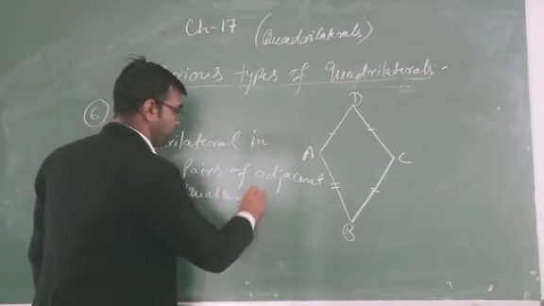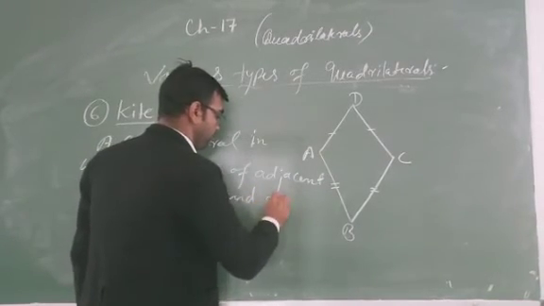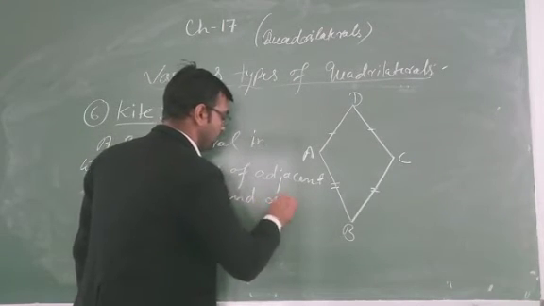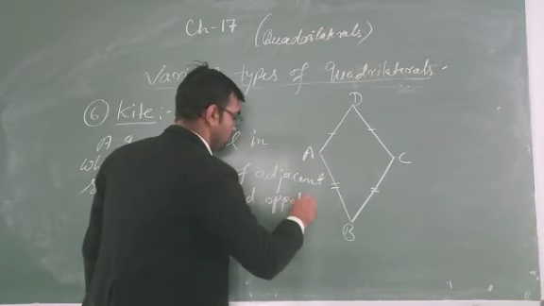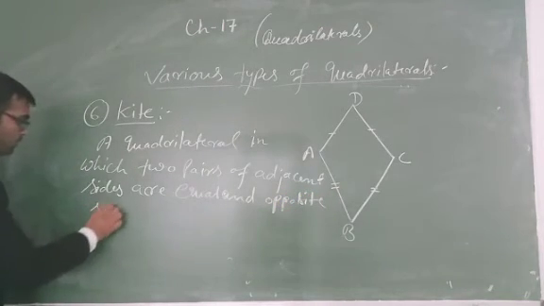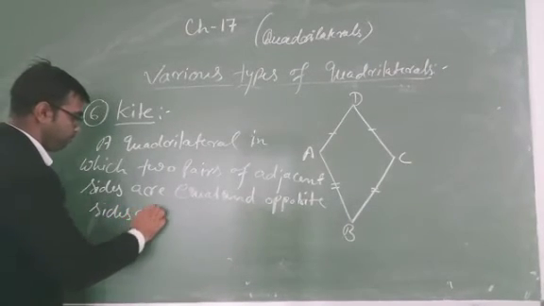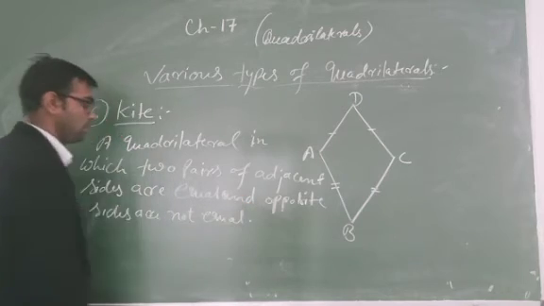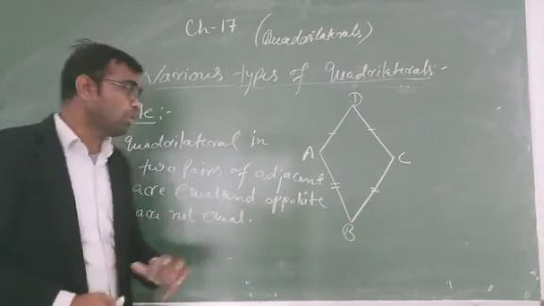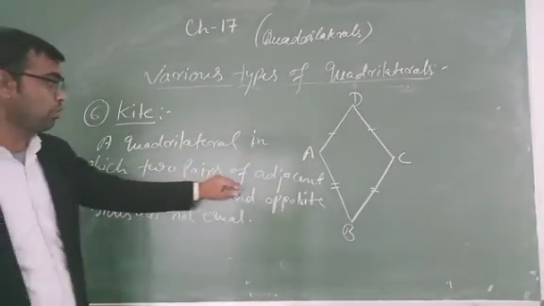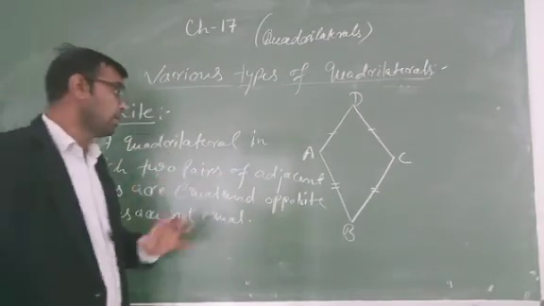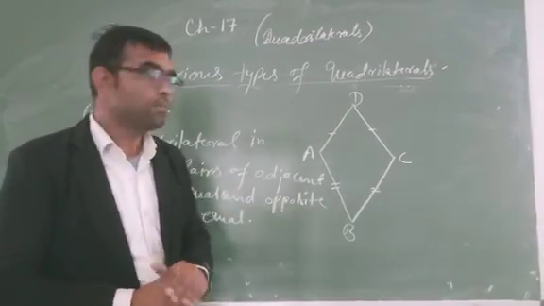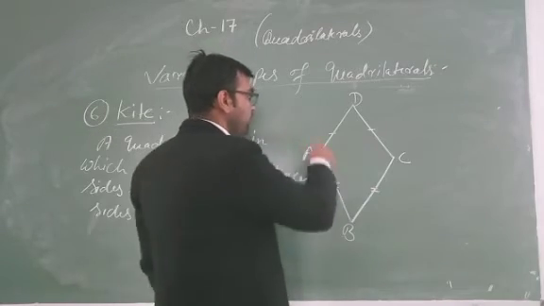and opposite sides are not equal is said to be a kite. So a quadrilateral in which two pairs of adjacent sides are equal and opposite sides are not is said to be a kite. Understand? So here in this figure, pairs of adjacent sides.